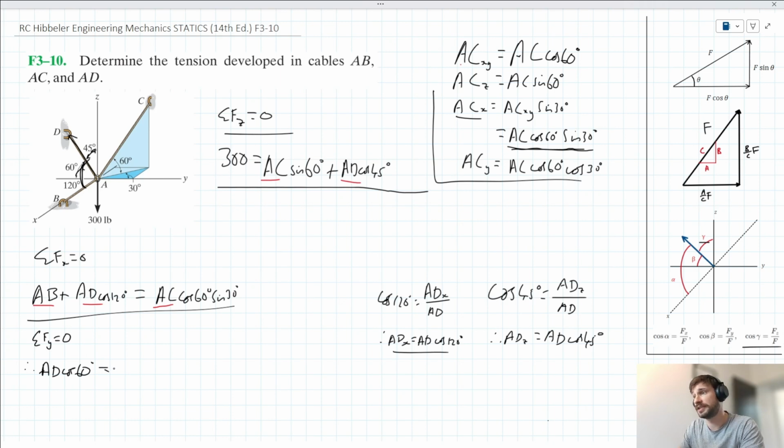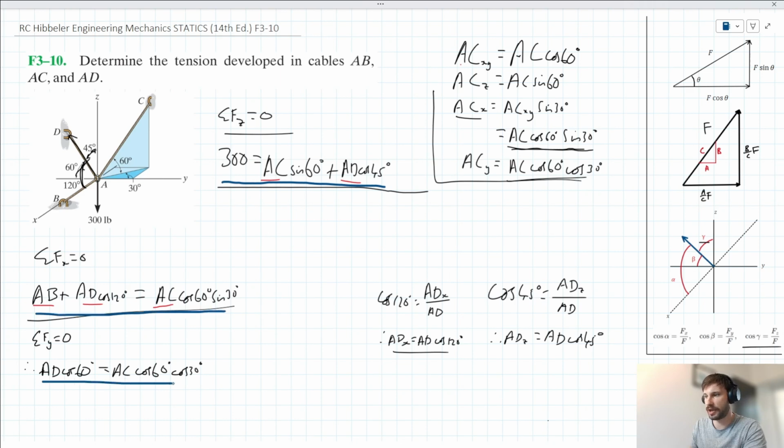Things acting to the right, well, we've got the y component of AC there. We've expressed that earlier as AC cos 60 cos 30. So AC cos 60 cos 30. So we have three equations here, our z, our x, and our y. We know this is solvable because we have three unknowns, AB, AC, and AD, and three equations, okay? So how would we go ahead and solve this?